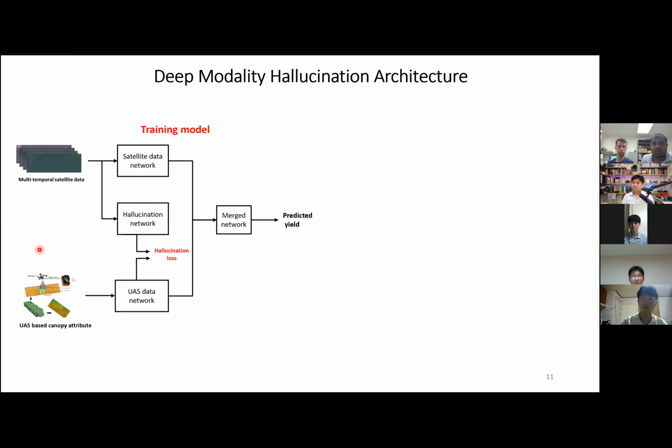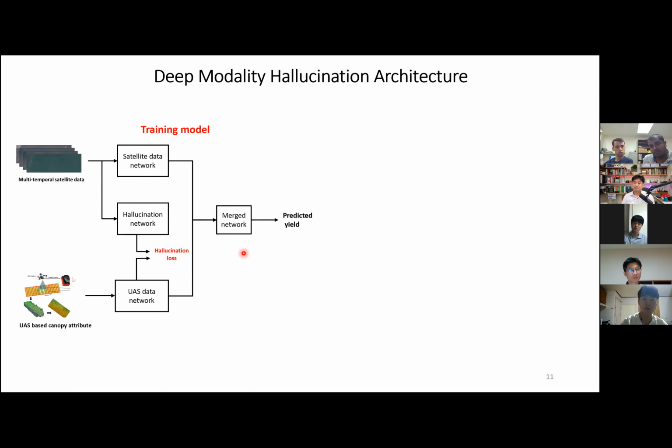So it requires UAS-based canopy attributes to provide to the model at the time of input. The way it works is at the time of training, we provide the satellite data to the satellite network that consists of a bunch of neural network layers, and we also provide UAS-based canopy attributes to a different network. Then after some features, we fuse these features and process them through more layers of neural networks, and we try to predict the yield.